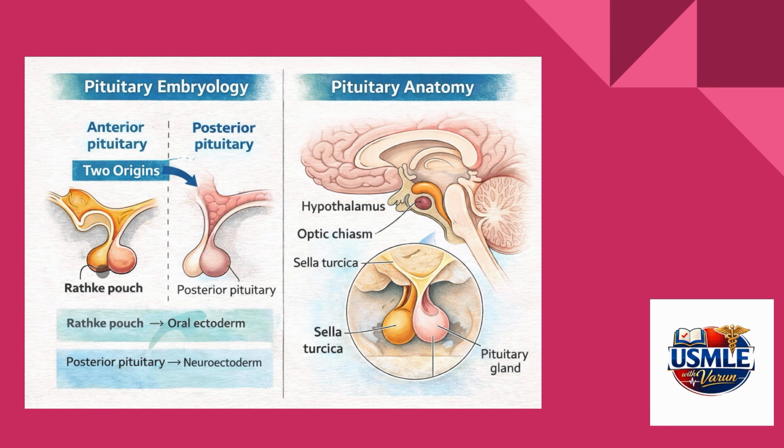So, the anterior pituitary originates from the Rathke's pouch, whereas the posterior pituitary originates from the neuroectoderm. Rathke pouch in turn originates from the oral ectoderm. The pituitary lies in the bony cavity called the sella turcica, just below the hypothalamus, and it is very close to the optic chiasm, as we have studied. So any tumor in the pituitary can compress the optic chiasm and cause visual field defects. This is a very important clinical correlation.